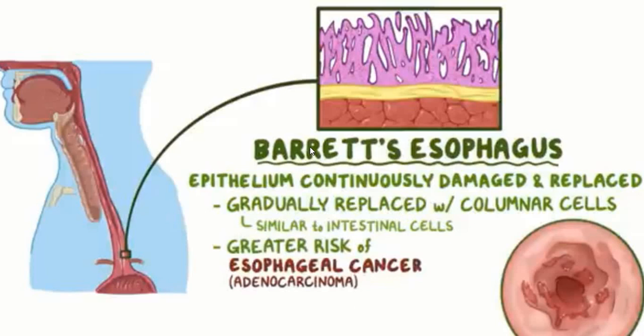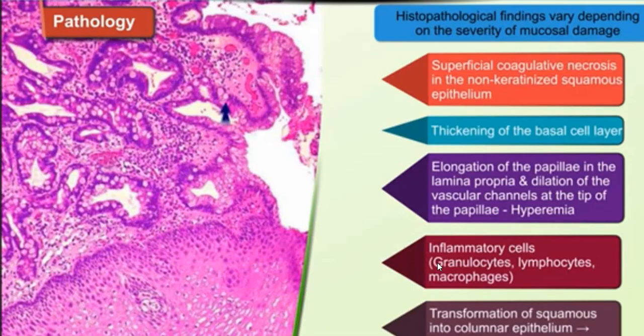And when you start getting changes, the epithelium is continuously damaged and replaced by columnar cells, which has a very high chance of esophageal cancer, which we call adenocarcinoma. This is called Barrett esophagus. I am not an expert in histopathology. If you are interested, you can go through it at your leisure time.